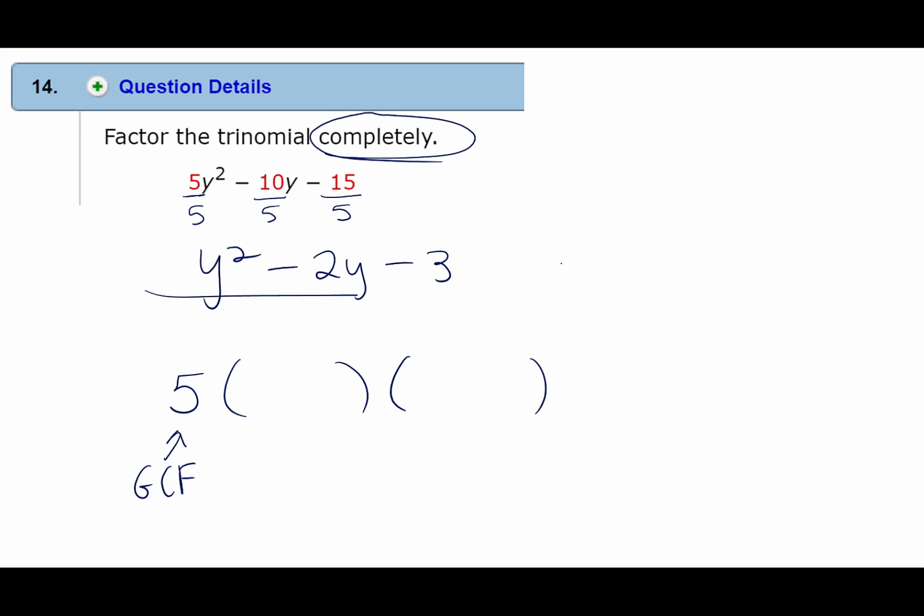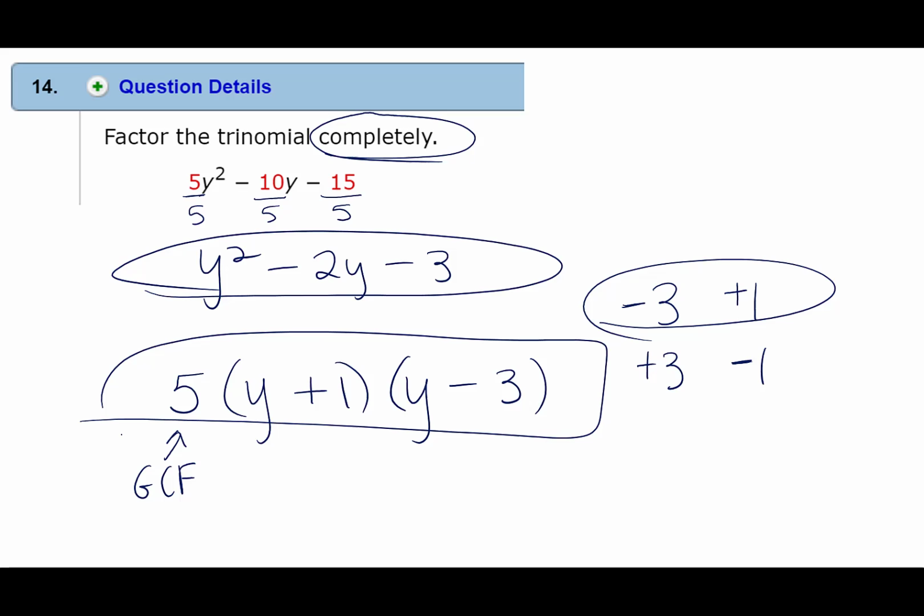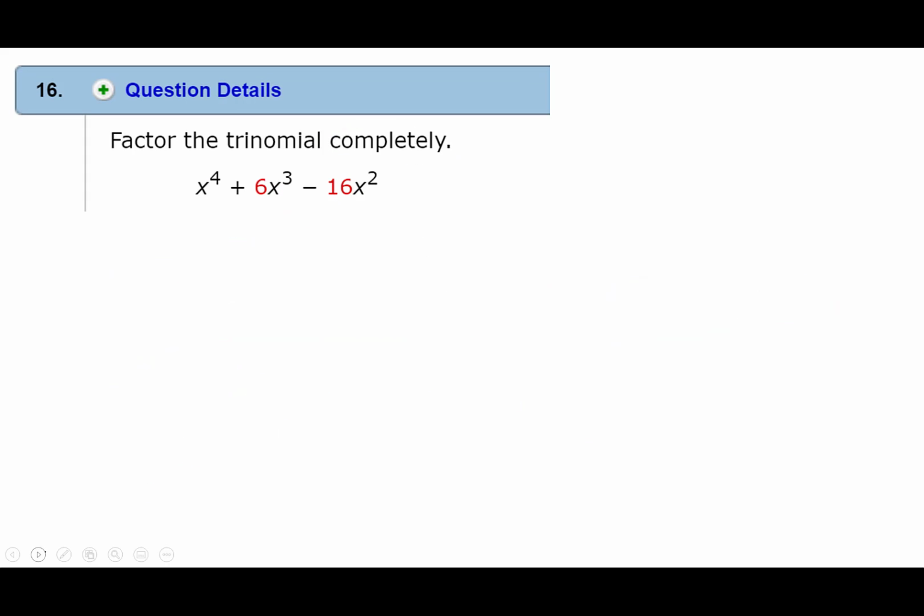And now we're just factoring this trinomial, so we'll put a y in the first position. Two numbers that multiply to 3 are 3 and 1. It could either be a negative 3 and a positive 1, or a positive 3 and a negative 1. Because we need those same two numbers to add to a negative 2, it has to be the combination negative 3, positive 1. And then in any order, you can write those numbers in the second position, and this is your final answer.